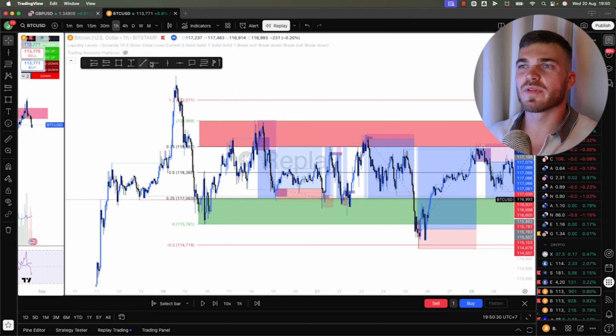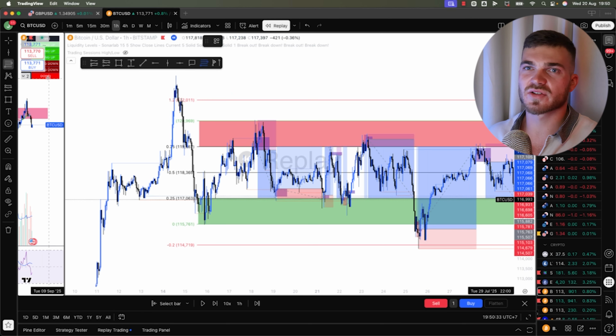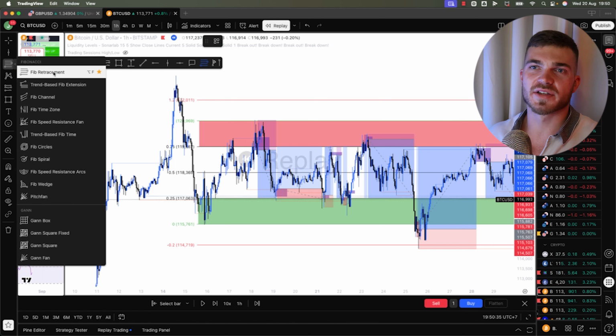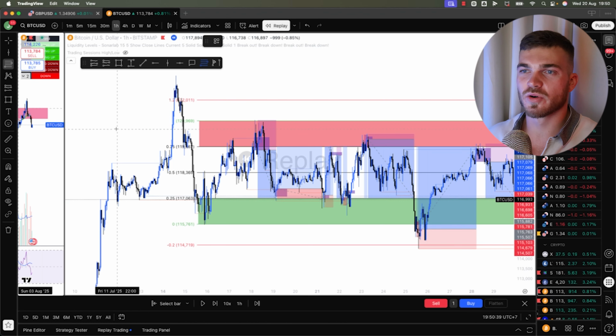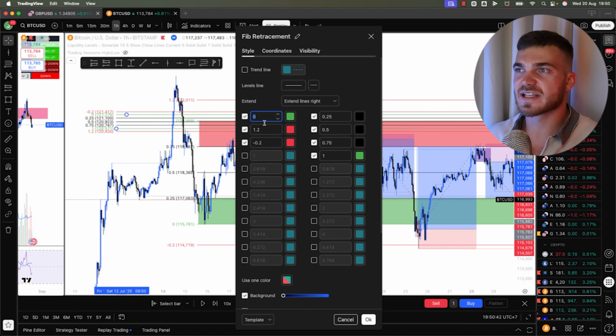To mark out that range, you use this tool here, which can be found on the side. It's the Fibonacci retracement. When you use this tool, you want to have the settings so that you've got the 0, 1.2, minus 0.2, 0.25, 0.5, 0.75, and the 1. These aren't all so important. The 0.5 we don't really use, but you can use it with this strategy, but I'll come on to that a little bit later on.